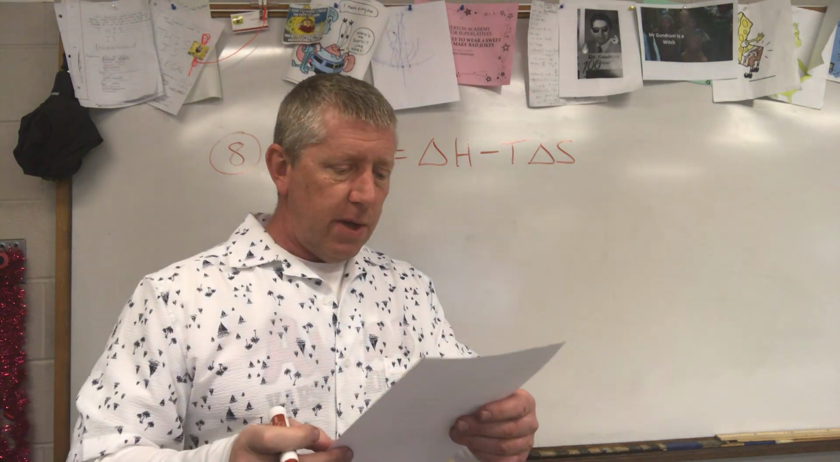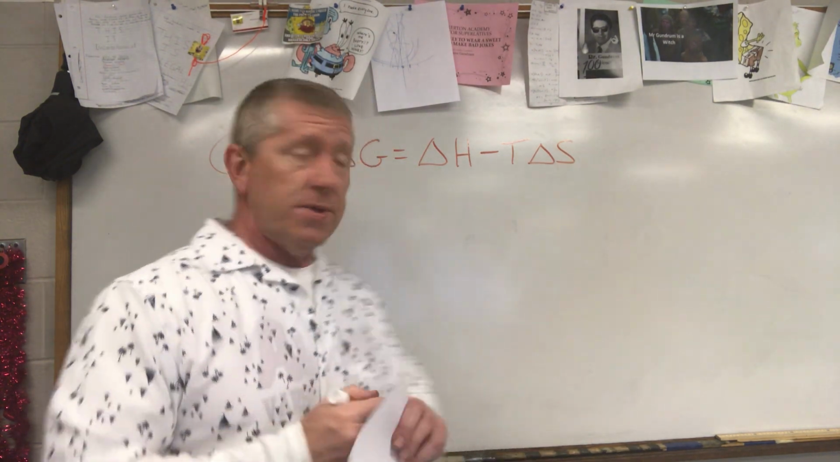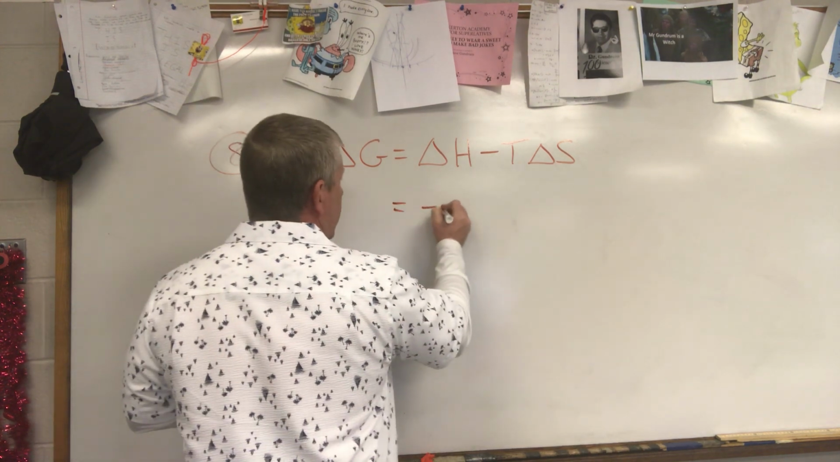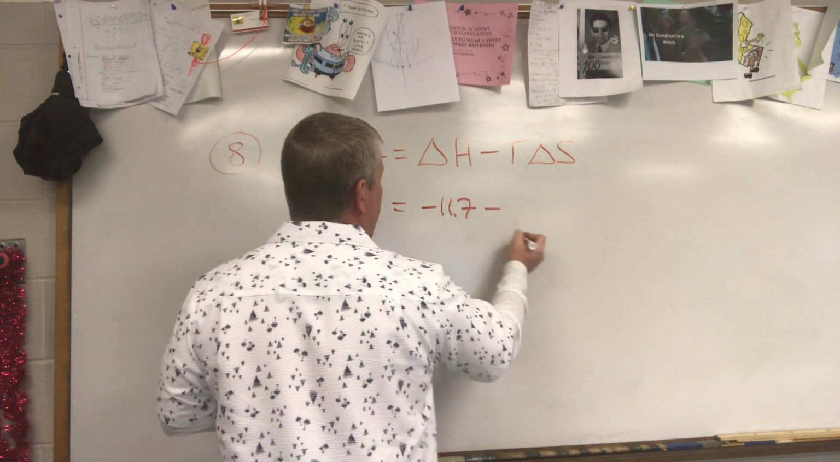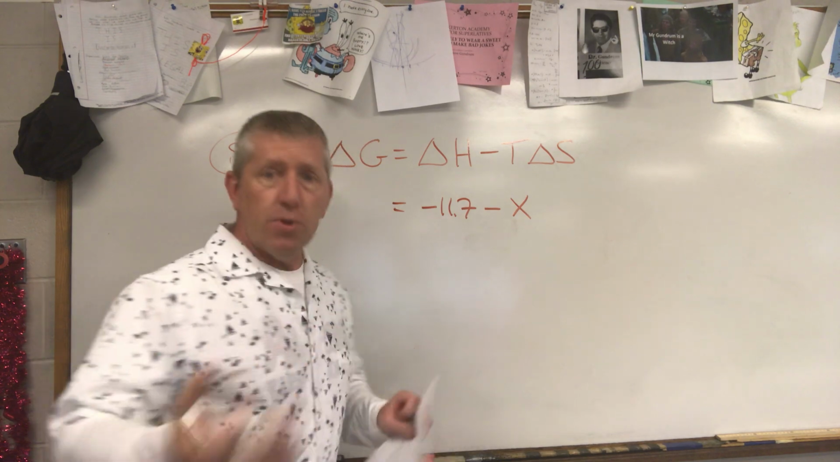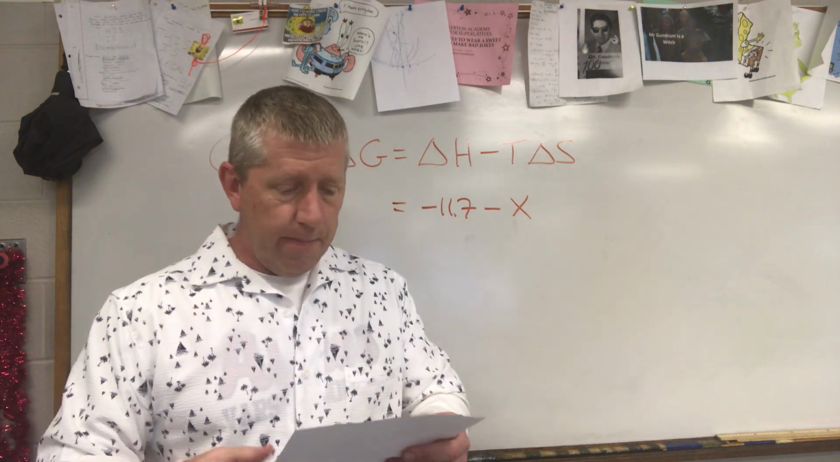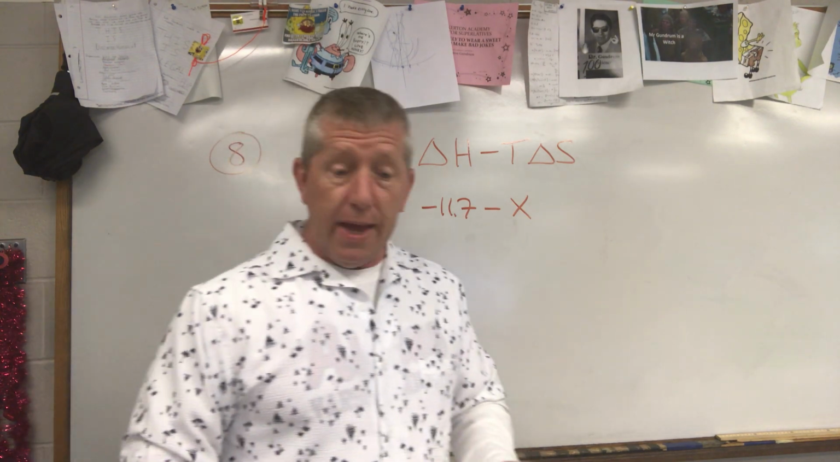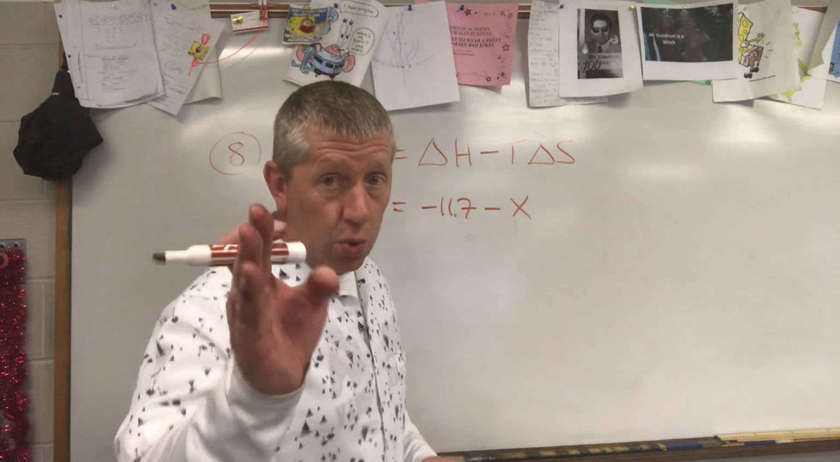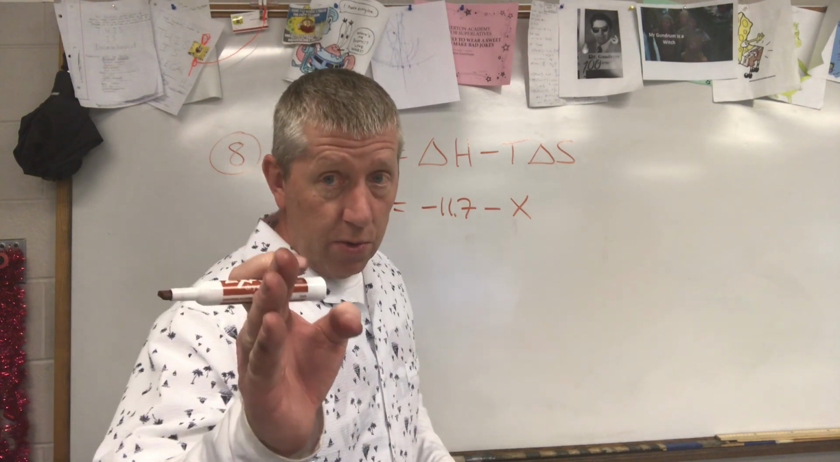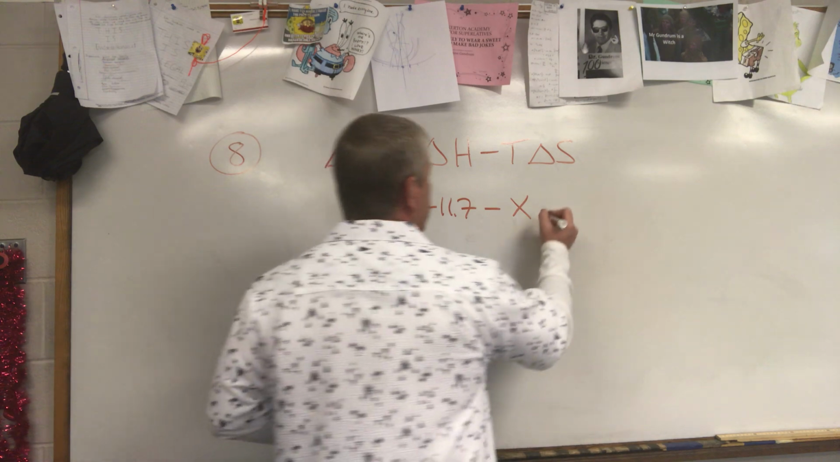On this one, we have our delta H value is negative 11.7, minus, we're trying to figure out the temperature at which it becomes spontaneous, so that's X again, times delta S, which is negative 105 joules. Make it kilojoules, negative 0.105.